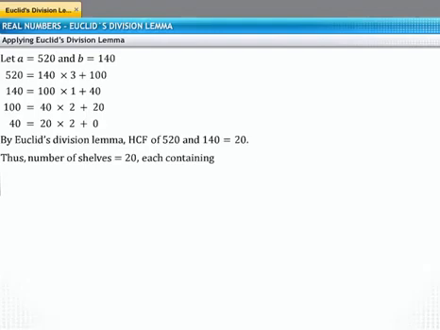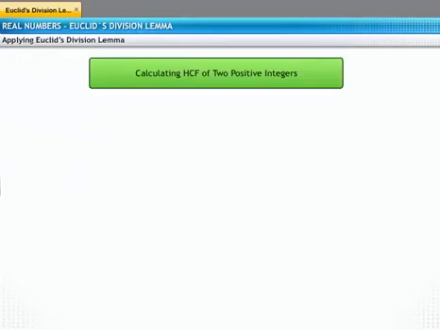Thus, Mr. Chatura can arrange his stock in 20 shelves, each having 26 boxes of pencils and 7 boxes of erasers. Now, let's observe the process of finding the HCF of any two given positive integers using Euclid's division lemma.